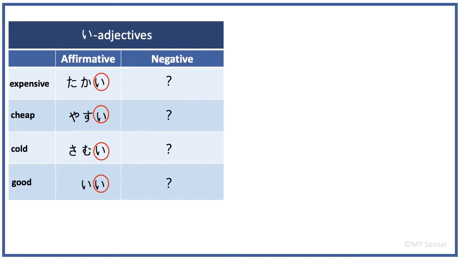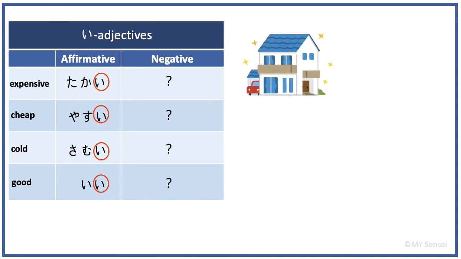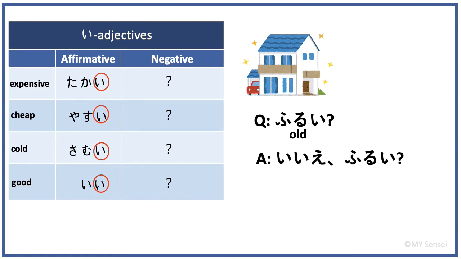What are the negative forms of i-adjectives? Let's take this house for example. Furui, is it old? The answer is iie, furukunai, which literally means old not, meaning not old. That is, we are dropping i and replacing it with kunai to get its negative form.